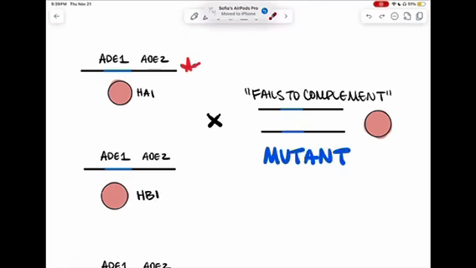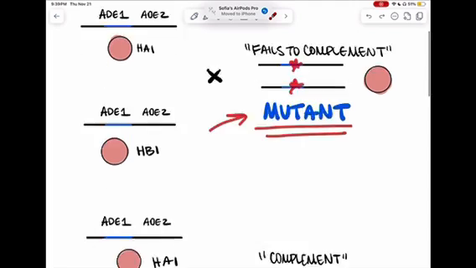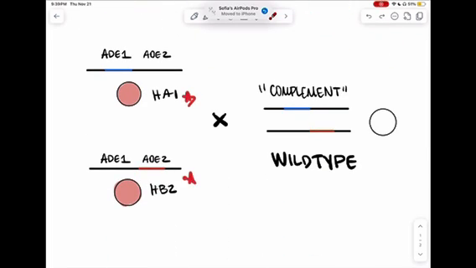Look. If we cross the HA1 and HB1 mutants, the offspring will be a mutant because both mutations are in the AD1 gene. But if we cross the HA1 and HB2 mutants, the offspring will be white because they are heterozygous at both the AD1 and AD2 loci.